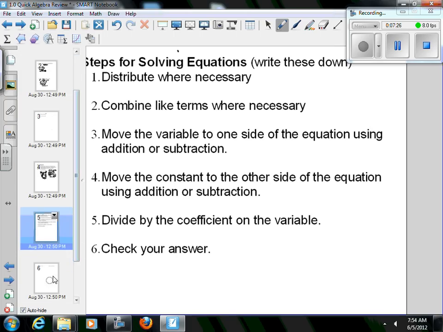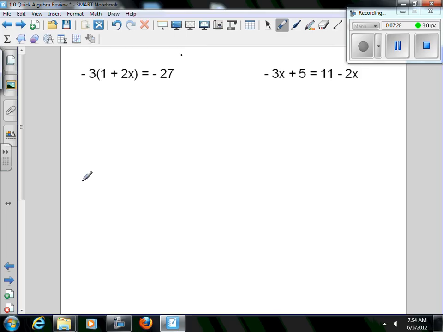So let's move on. Here are some to try. Starting with the first equation, we want to get rid of the parentheses, so we're going to have to distribute. So we're going to say negative 3 times 1 is negative 3. Negative 3 times 2x is negative 6x equals negative 27.